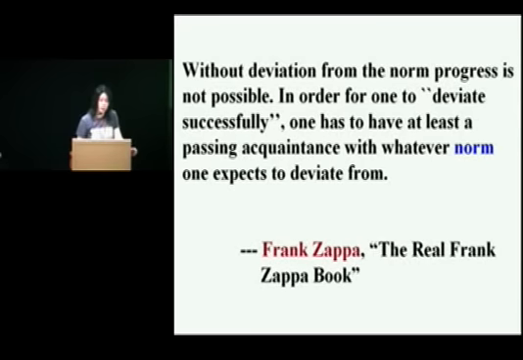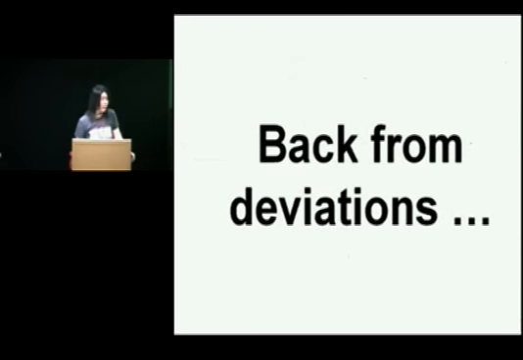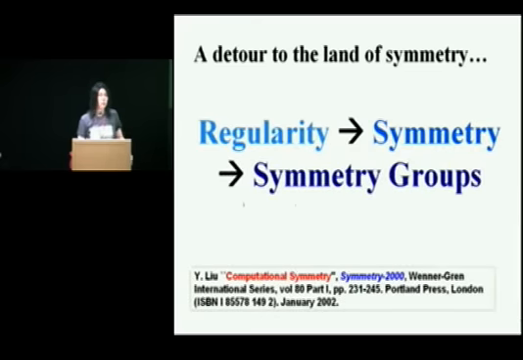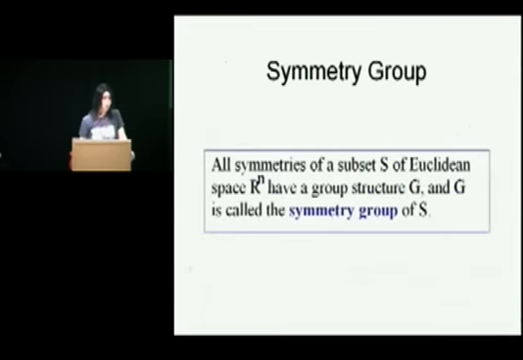So briefly, I just want to mention the math behind all this. If it's too boring, just raise your hand and I will fast forward. Back to deviation: when I use regularity very loosely, I actually imply a very formal and well-defined concept. What symmetry, or symmetry group, is about is all kinds of transformations that keep whatever set you're looking at invariant. And if you collect all the symmetries together, they have an algebraic group structure. This is called the symmetry group of whatever object you are looking at.